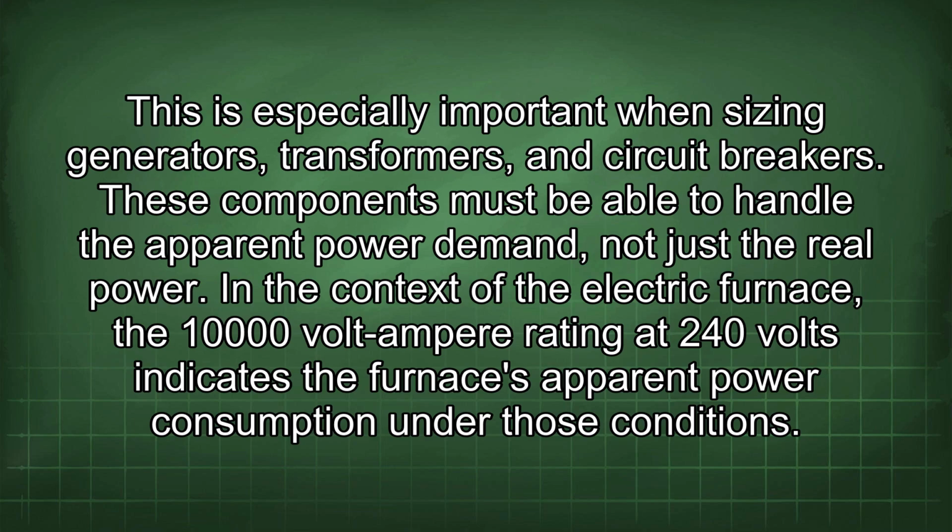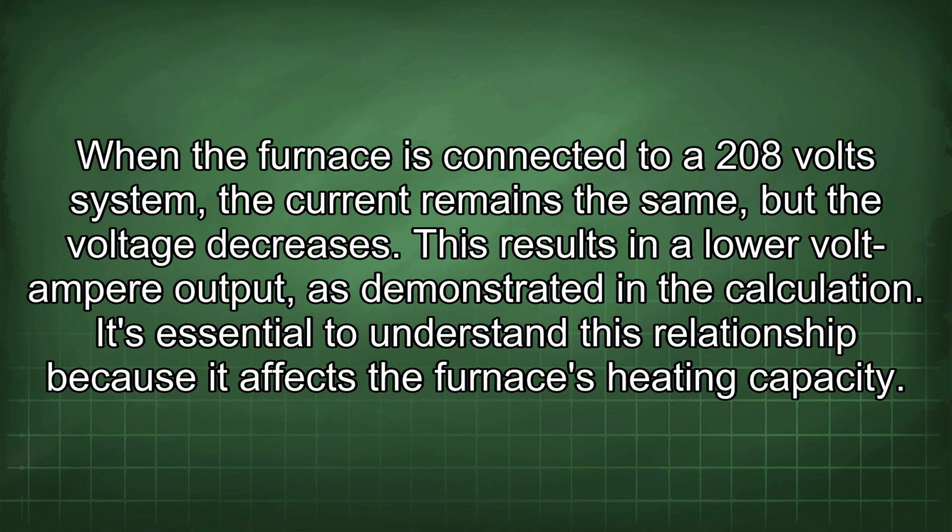In the context of the electric furnace, the 10,000 volt-ampere rating at 240 volts indicates the furnace's apparent power consumption under those conditions. When the furnace is connected to a 208 volt system, the current remains the same, but the voltage decreases. This results in a lower volt-ampere output, as demonstrated in the calculation.